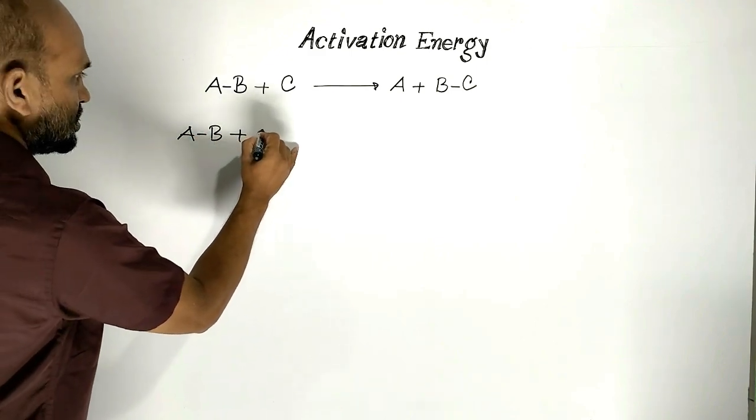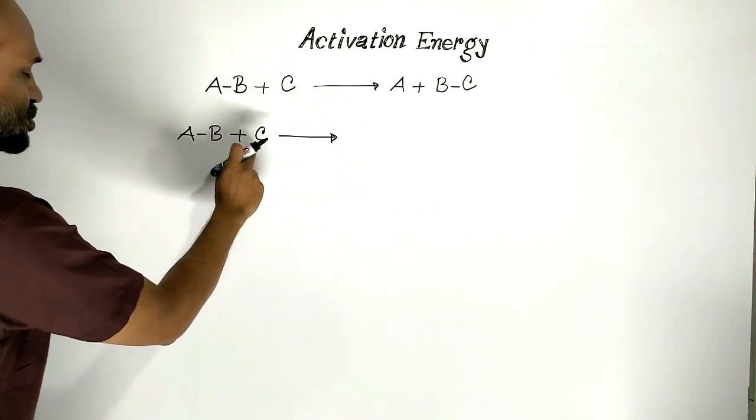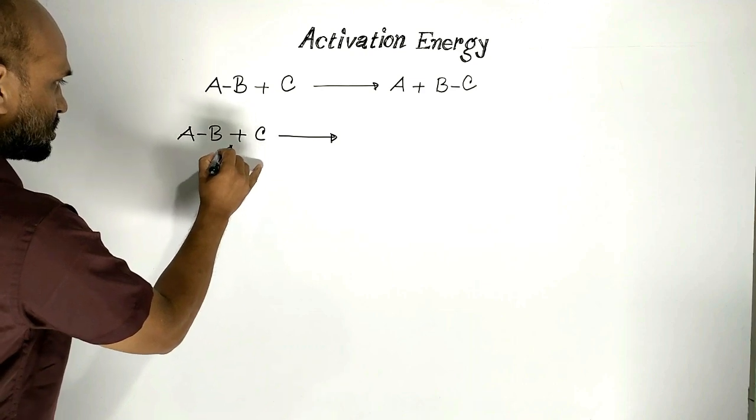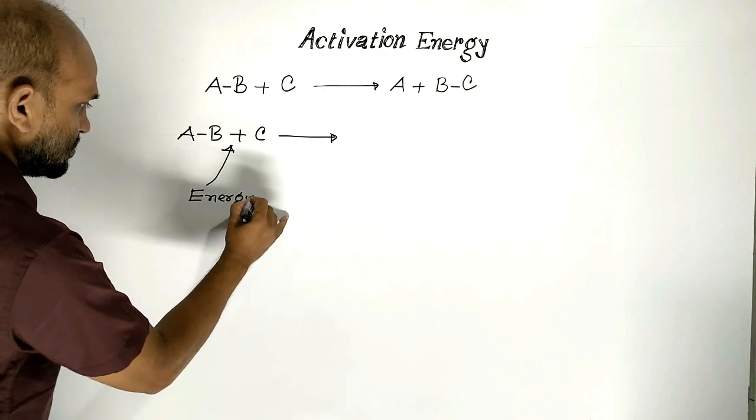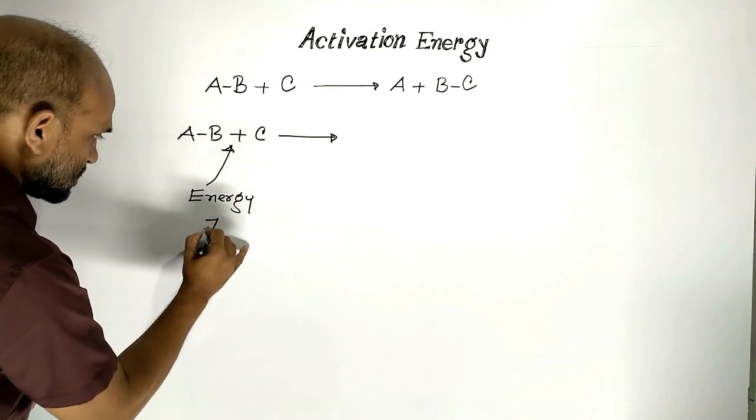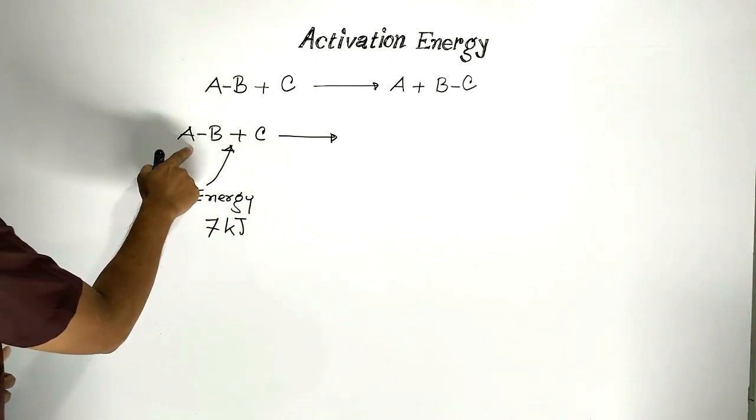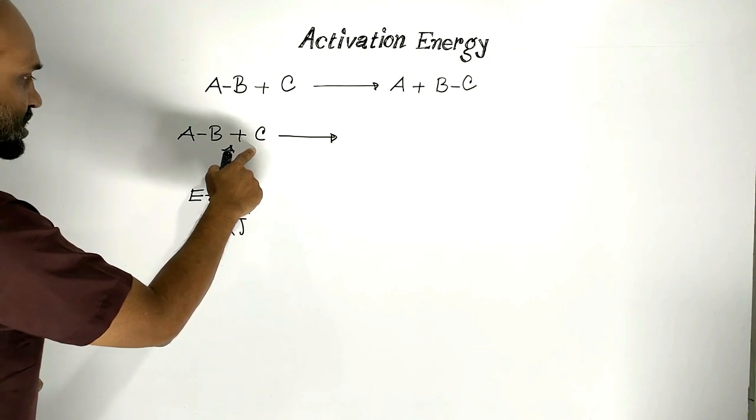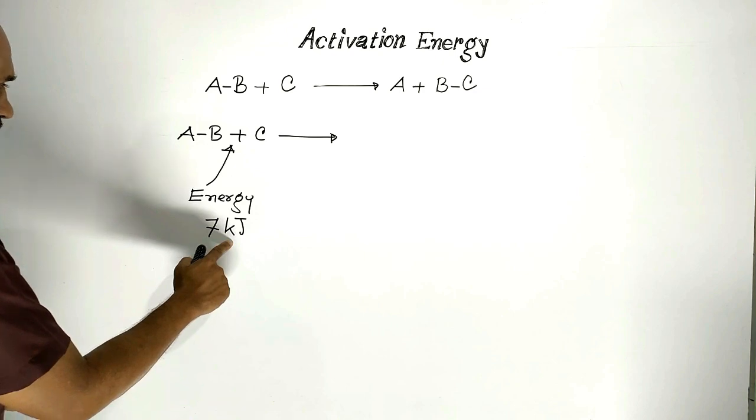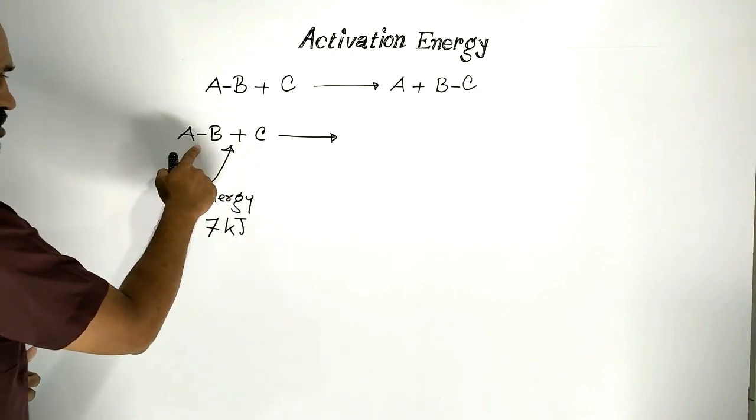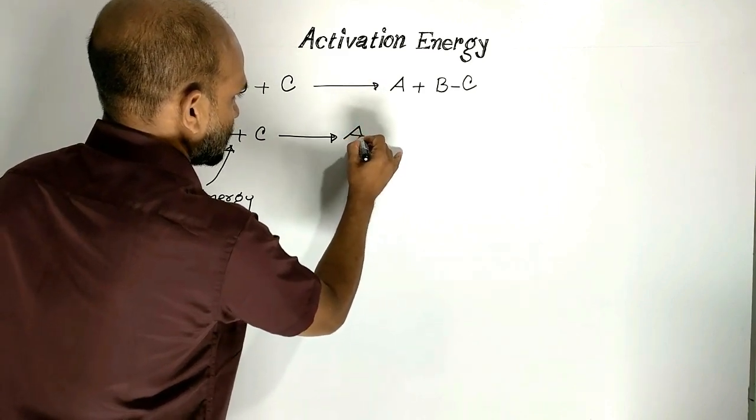Compound AB plus C. First of all, these compounds absorb energy. Suppose this is 7 kilojoule energy. Compounds AB and C initially absorb 7 kilojoule heat, 7 kilojoule energy. Then these compounds change to this complex structure.